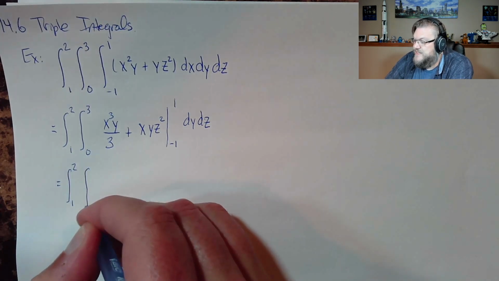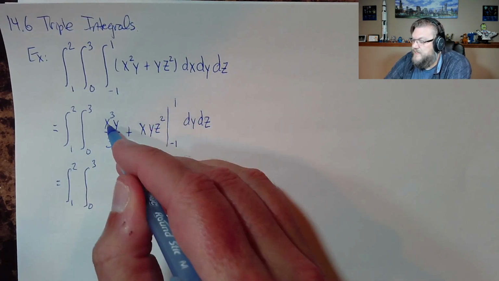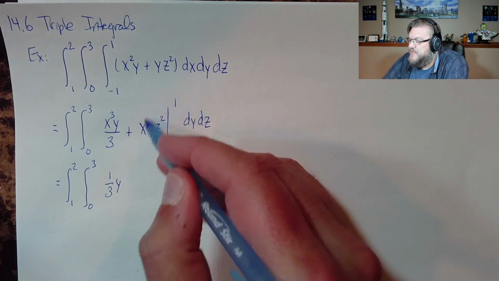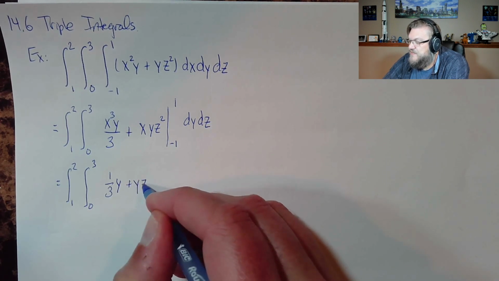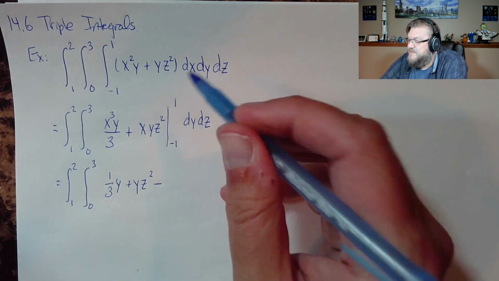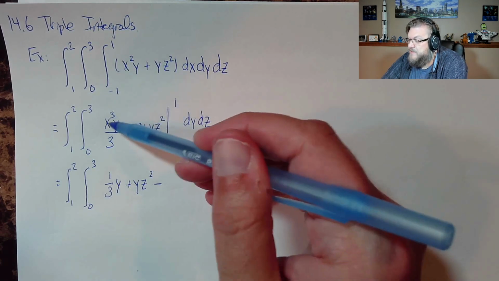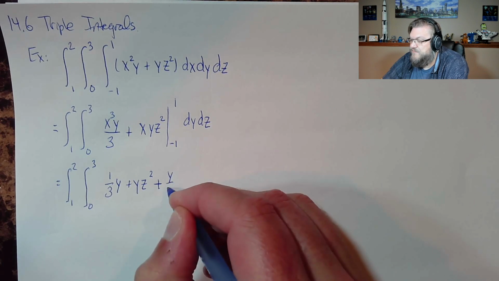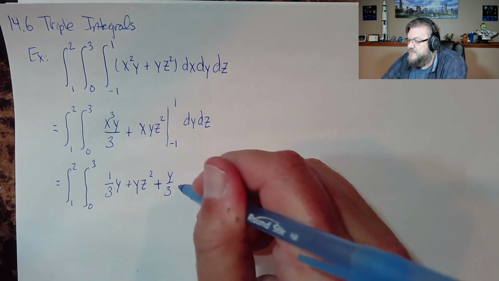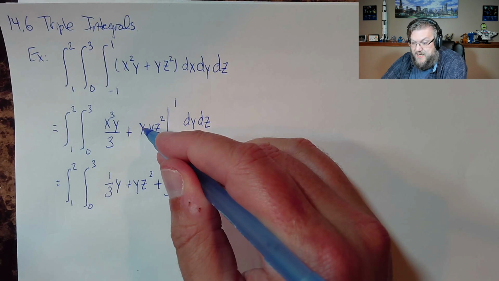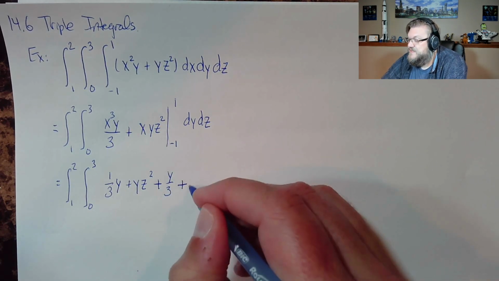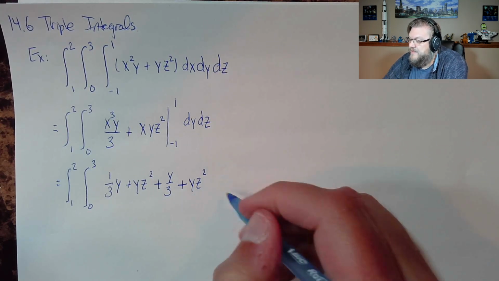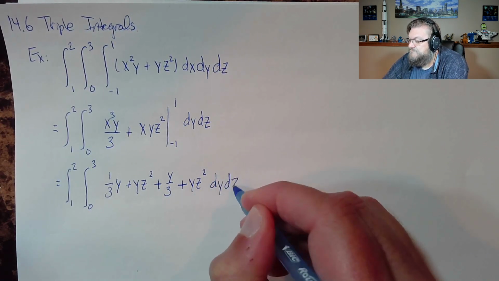So I'm going to go ahead and do that on this next step. I plug in a 1, I'm going to get y over 3, 1/3 y. I'm going to plug in the 1 here. I get plus yz squared. Now I subtract, plug in -1 here. So this is going to be minus a minus 1/3. So that's going to be plus y over 3. And then minus, plug in the -1. So minus a minus, so plus yz squared. Evaluate dy dz.